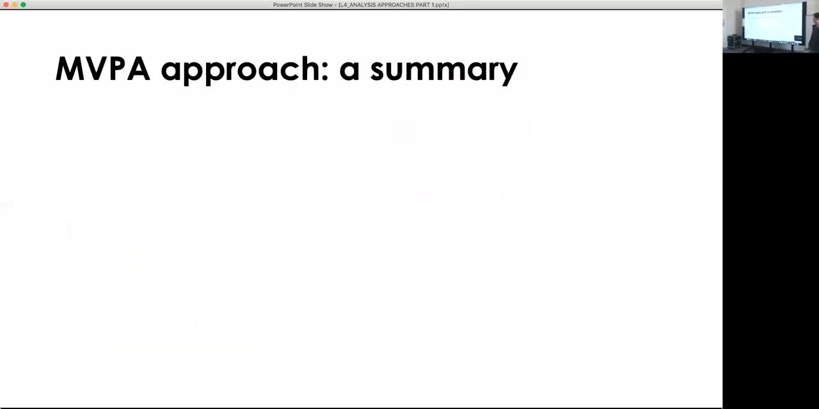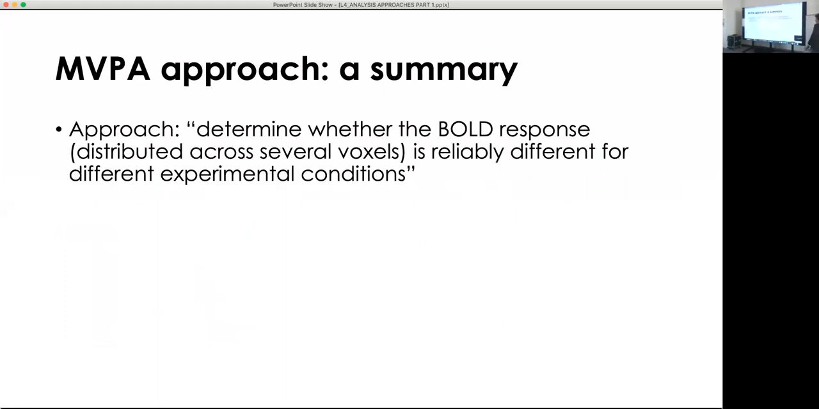Okay, so to tie this all together, my one-phrase summary of MVPA is: determine whether the BOLD response, and implied it's actually several voxels at a time, is reliably different. Reliably is meant to imply you did it on a test set and it reproduces or generalizes to new data. Is it reliably different across the experimental conditions you're interested in, A and B, faces and houses? If you pitch it at that level, it sounds suspiciously similar to subtraction. And maybe that was my intention here.